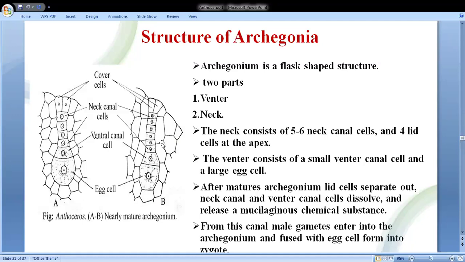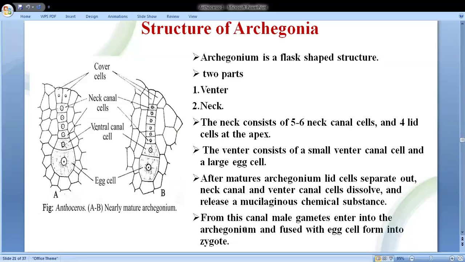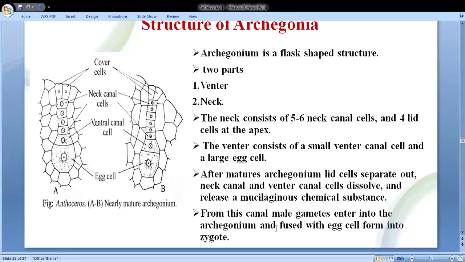Clear? So after it matures, the archegonium lid cells separate out, and the neck canal and venter canal cells dissolve and release a mucilaginous chemical substance. Through that canal, male gametes enter into the archegonium and fuse with the egg cell to form the zygote. This is about the archegonia. Have you understood? Yes, ma'am.